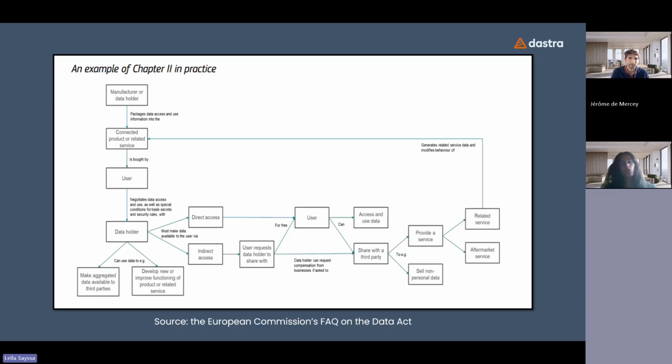What we just explained is also summarized in this chart, just to get a concrete illustration. As you can see at the top, the data holder has the data of the connected product or the related services that is bought by the user. Then the user can request the data holder, either in a direct or indirect way, to share the data, to access the data. If it's indirect, there's a possibility to have compensation, but there are certain conditions to cover. And it can also be shared with a third party, which we're going to see now.